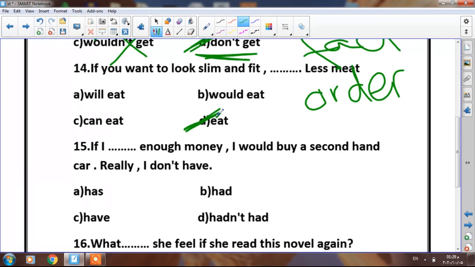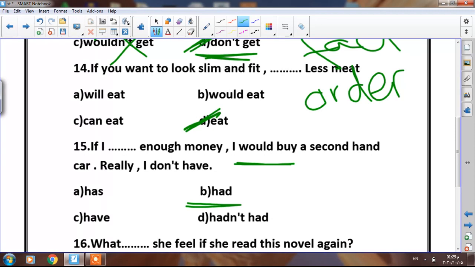Number 15. If I got enough money, I would buy. Underline the word would buy. Would buy reminds you of which conditional, first or second? Of course, second. Thank you. So here I have to choose if I had enough money, I would buy my second hand car.